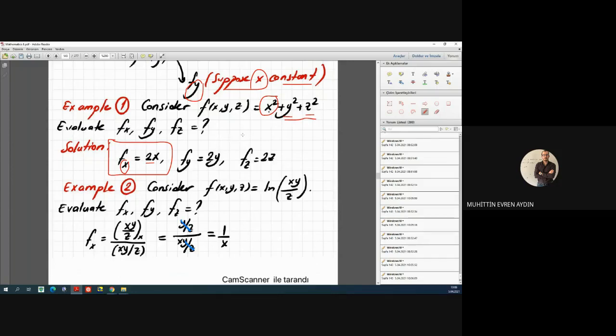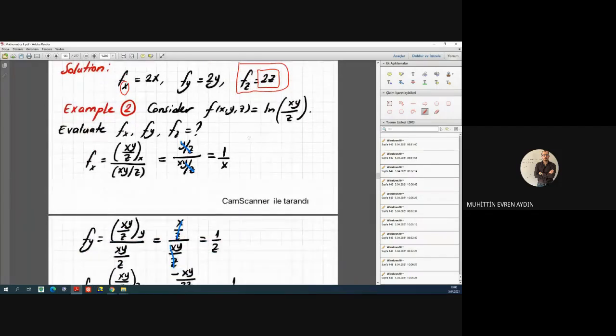And symmetrically, if you want to take the derivative with respect to y, you treat x and z as constants. And finally, if you want to take the derivative with respect to z, you have to treat the variables x and y as constants. So f_z equals 2 times z. And clearly the function has three independent variables.